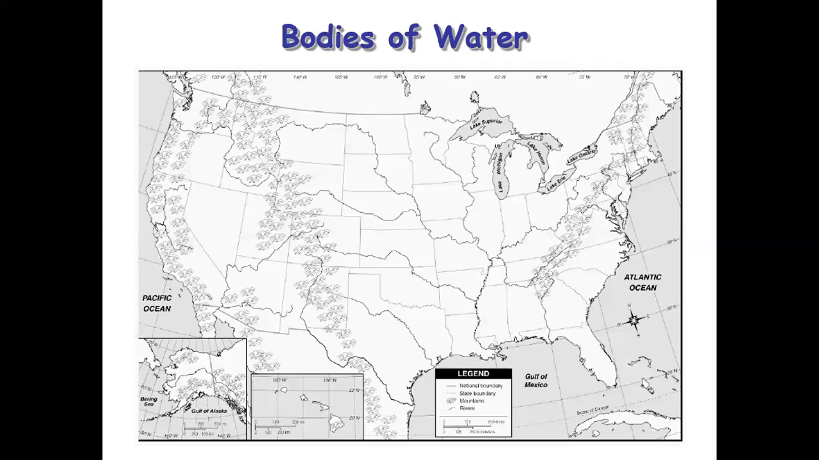Now, important bodies of water that you need to know. Of course, the Atlantic and Pacific Oceans, the Gulf of Mexico. You also should know which Great Lake is which. All right, Lake Ontario. That is the one between Canada and New York.